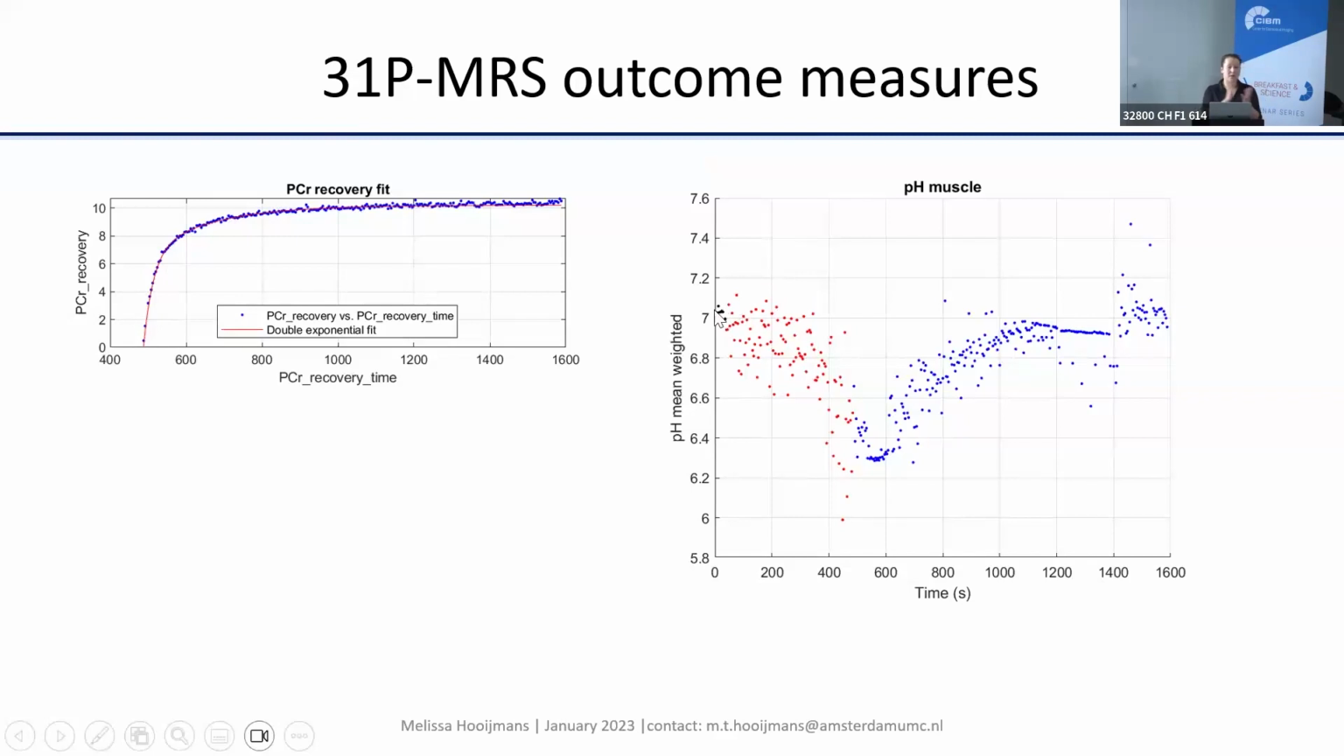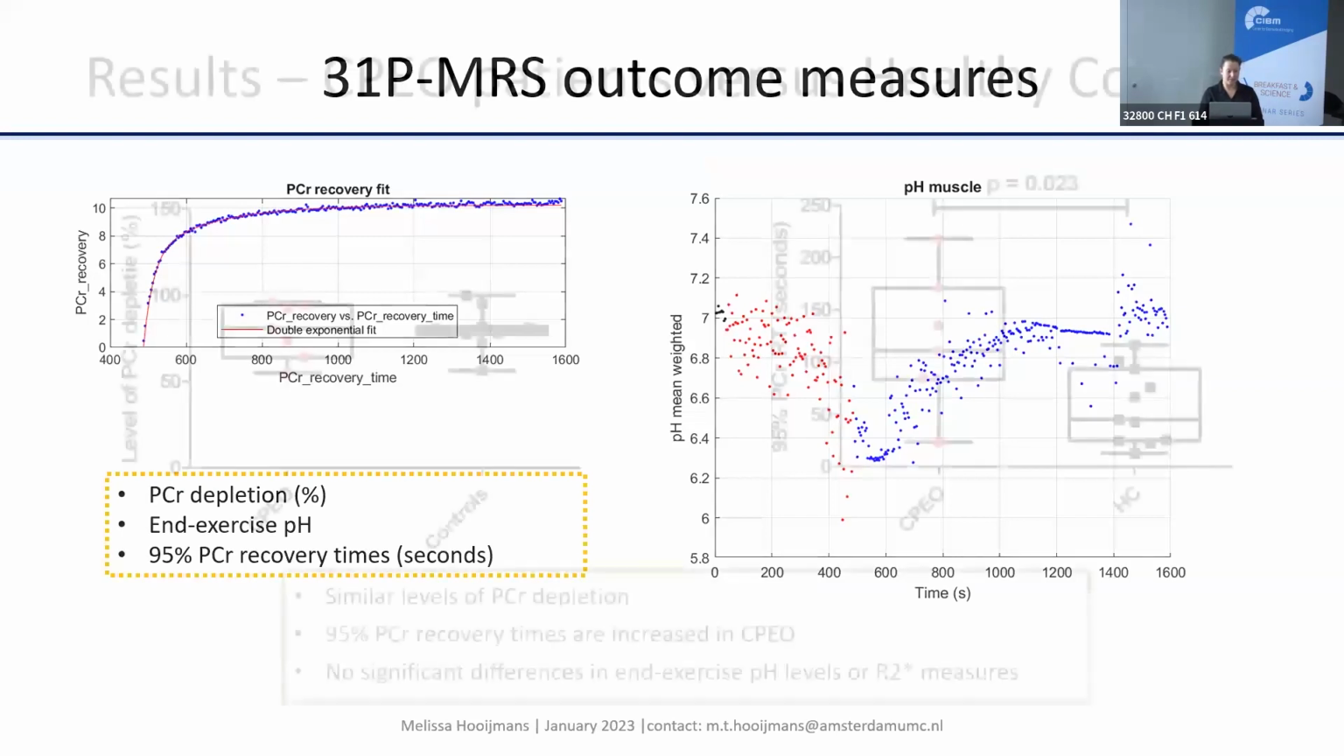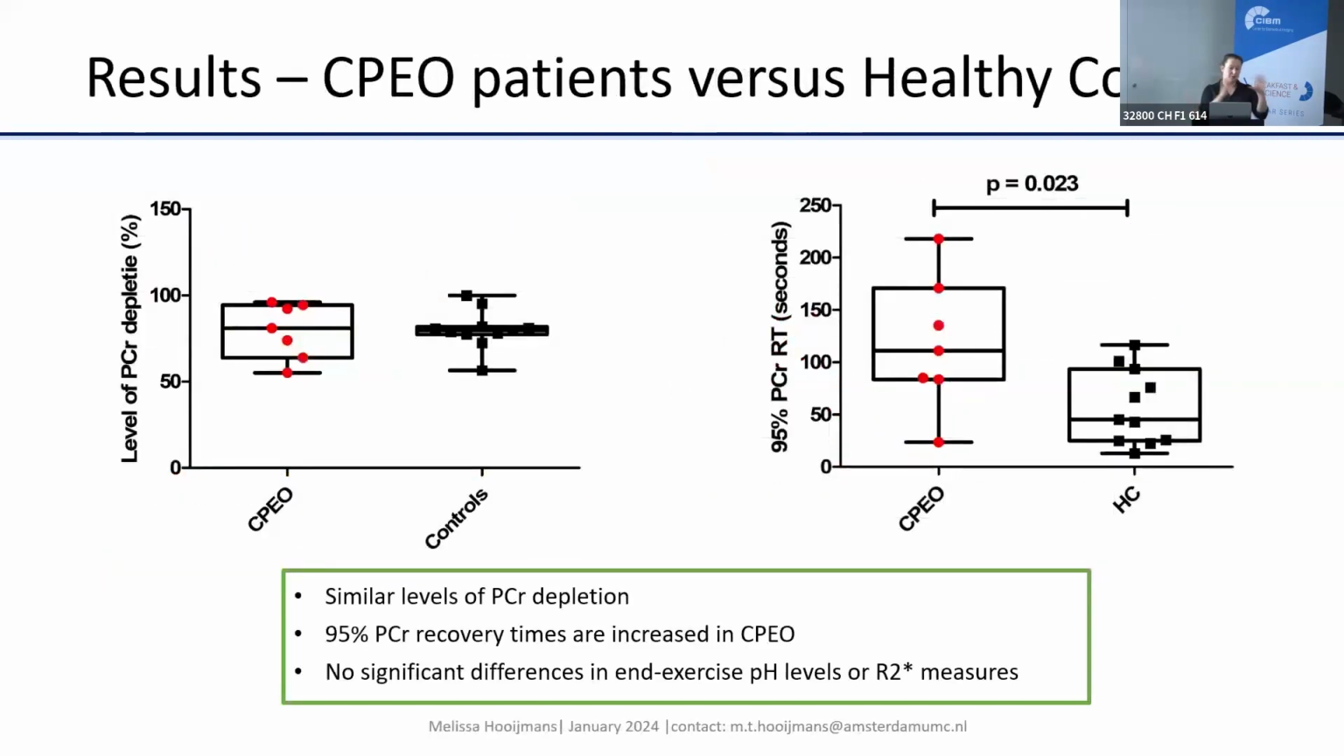So normal relaxed muscle tissue has a pH around 7. And during exercise, you would expect it to drop. And especially in patients with mitochondrial myopathy, it drops really rapidly to a very low level. And then at some moment in time, it starts to recover back, but also the recovery of that takes a little longer. So we looked into those 3 parameters, and then we compared those CPEO patients with our healthy controls.